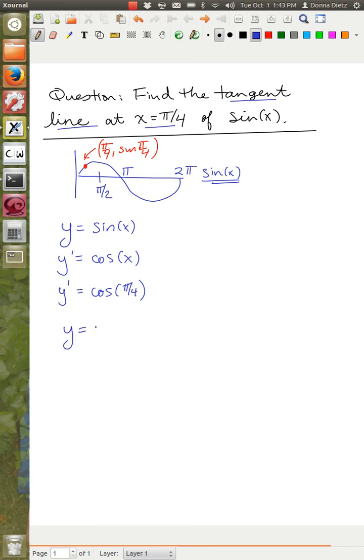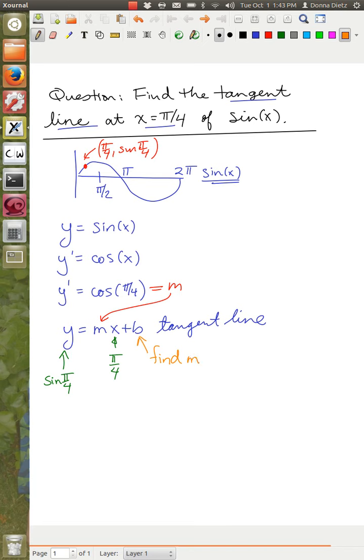We have y equals mx plus b as our tangent line. And what information do we have? What information are we looking for? Well, this derivative here is m. This goes over here. And we have this point over here. We're going to put the pieces in here. So x is pi over 4, and y is sine of pi over 4. And then we want to solve for b.